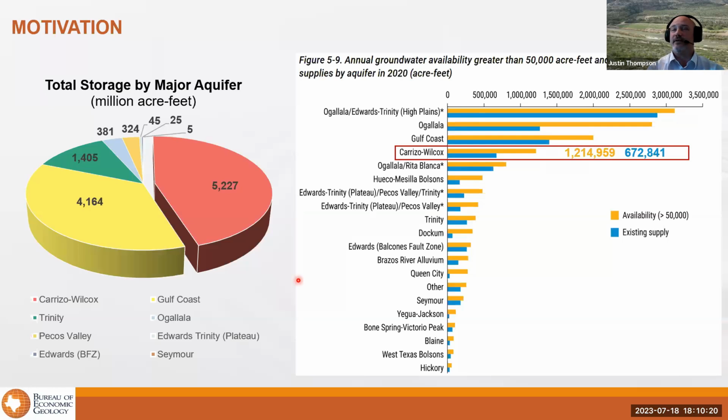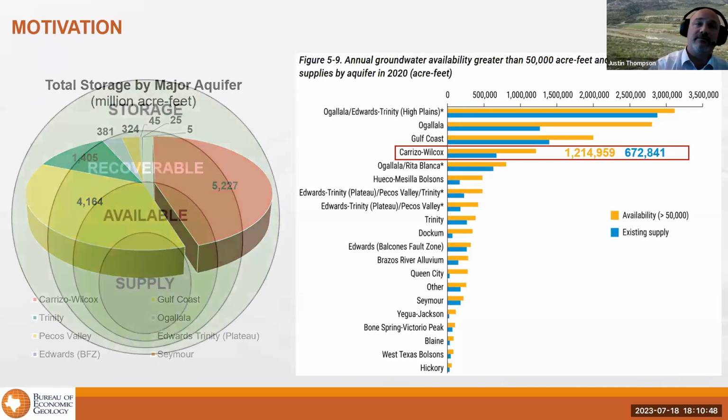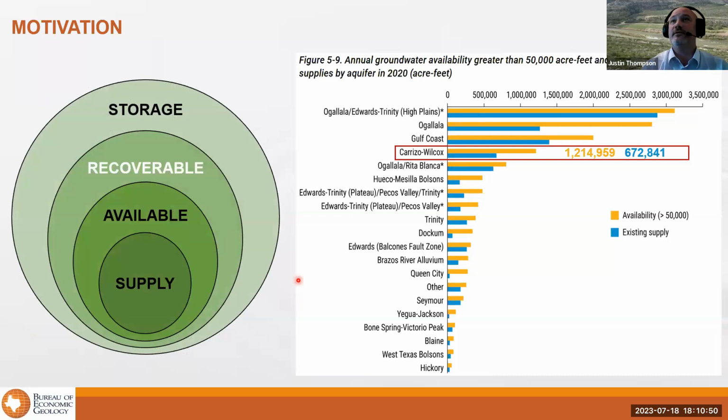672,000 acre feet. So at this point, you might be scratching your head a little and saying, "Wait a minute. I'm confused, Justin. You just told me deficits 7 million acre feet, and then you told me the Carrizo stores 5.2 billion acre feet, but then you told me availability is 1.2 million acre feet. What is going on here? Help me square these numbers." Okay, well, fair enough. You would be right to be a little bit confused.